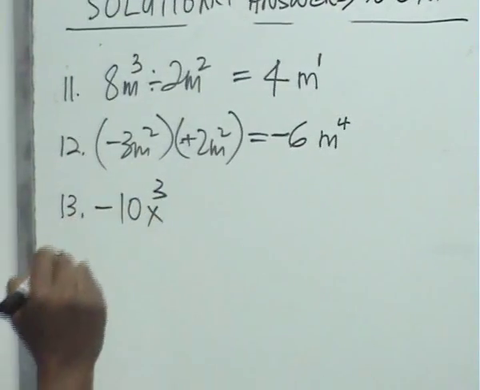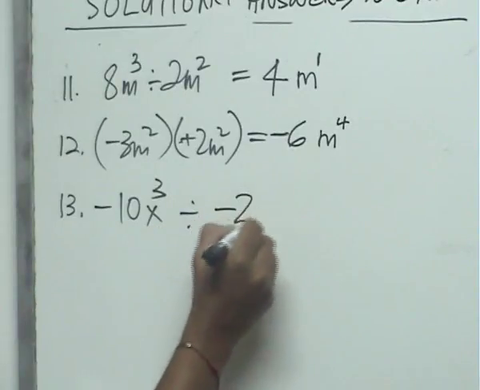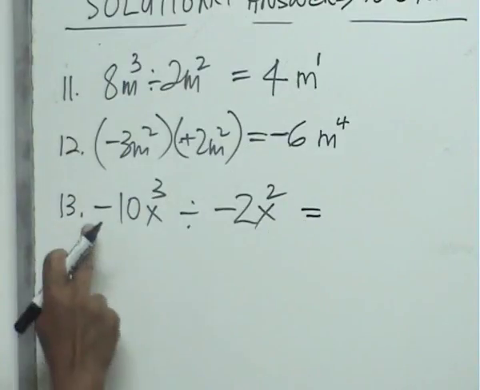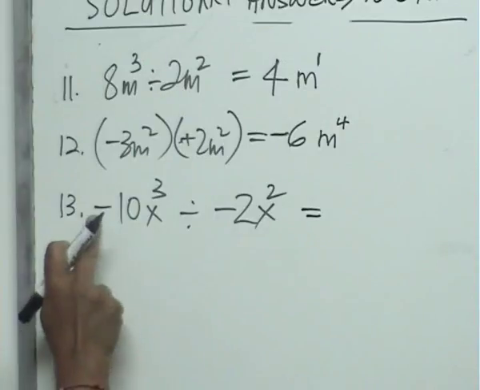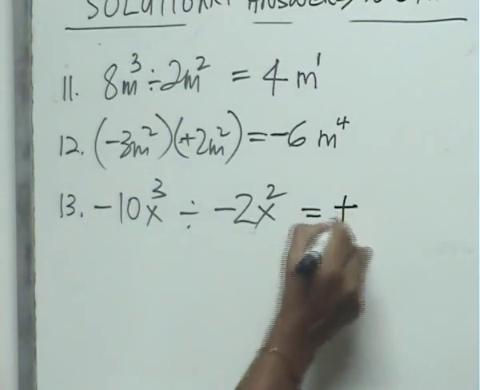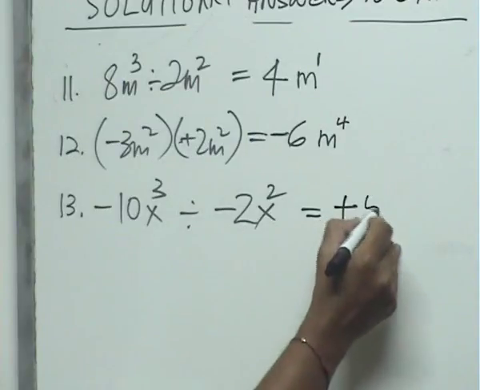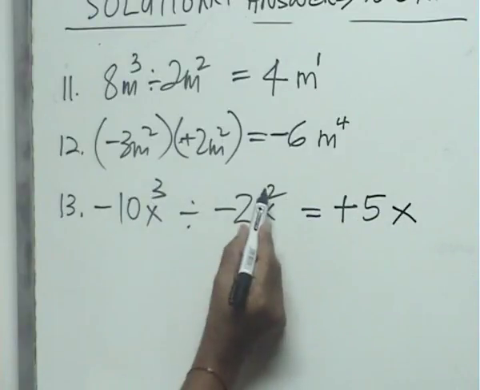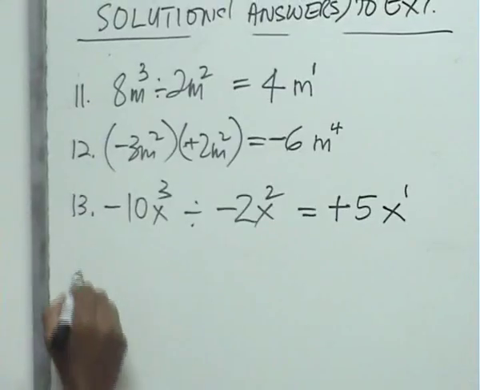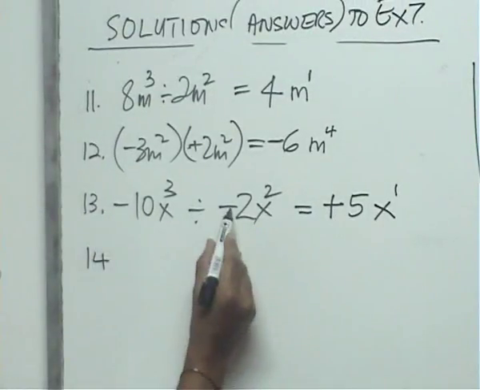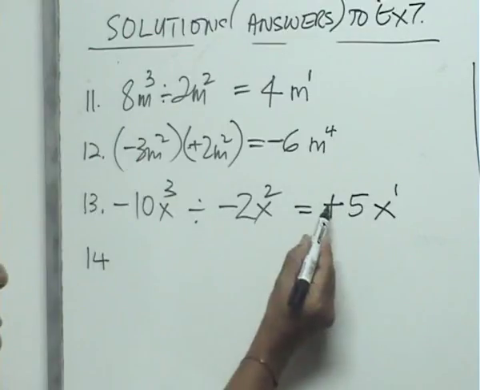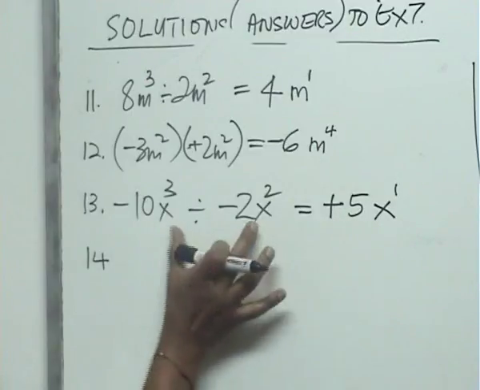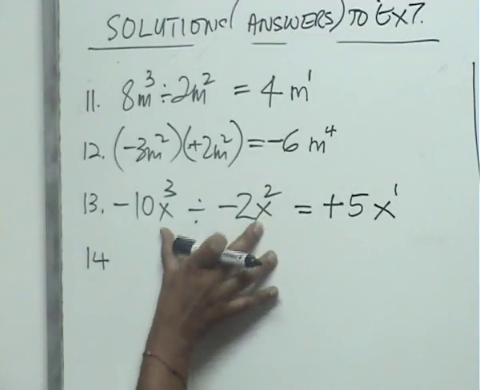Number 13. Minus 10x cubed divided by minus 2x squared. Right, we're dividing. So we've got numbers. Minus 10 divided by minus 2. A minus divided by minus gives you a plus. 10 divided by 2 gives you 5. X cubed, x squared, write down x. 3 minus 2 gives you 1. So now what's happening? We are applying integer rules for the signs. Minus divided by minus is plus. 10 divided by 2 is 5. So here we're using integer rules. Then on this 2, we're using power rules.